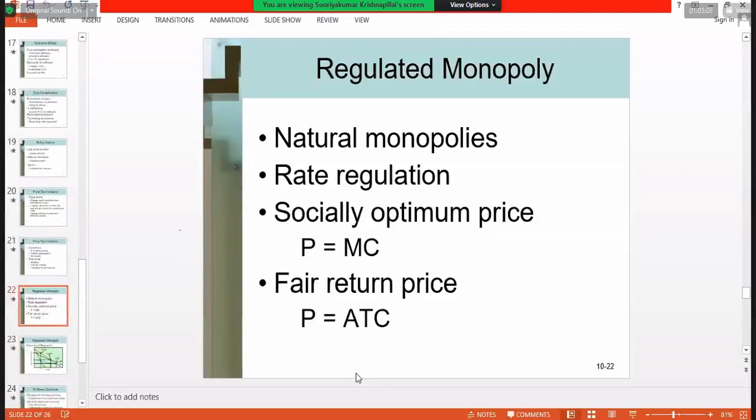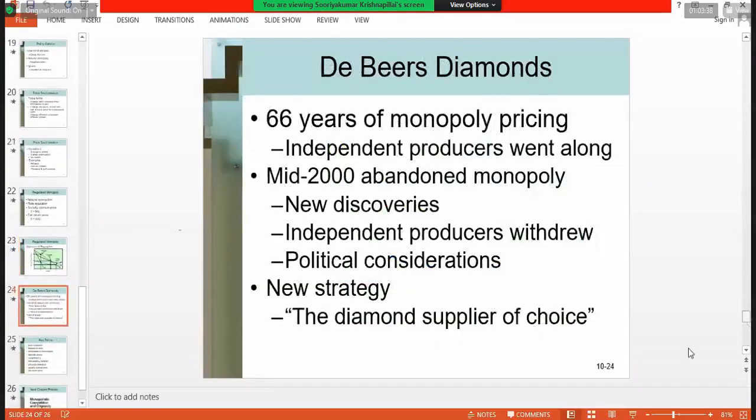Regulated monopoly: for natural monopolies, the government may regulate. The socially optimum price is price equal to marginal cost, which gives the maximum efficiency we can get, but the government cannot impose that. They cannot regulate or ask the monopoly to sell at that price. So I think it is 9:1, so I stop here. We only have one or two slides left, so I stop here.